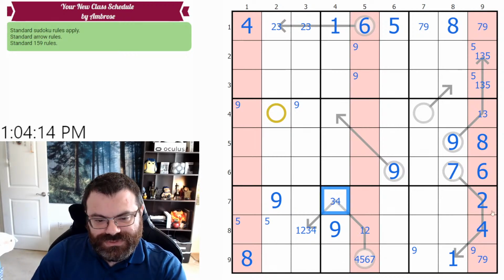This can't be a 2. This can't be a 4. This is getting pretty small.